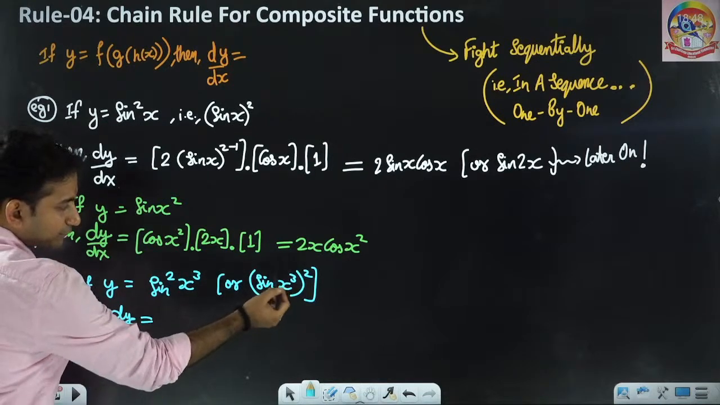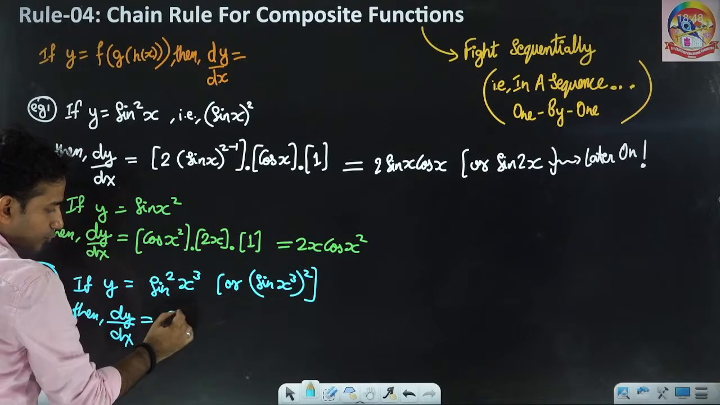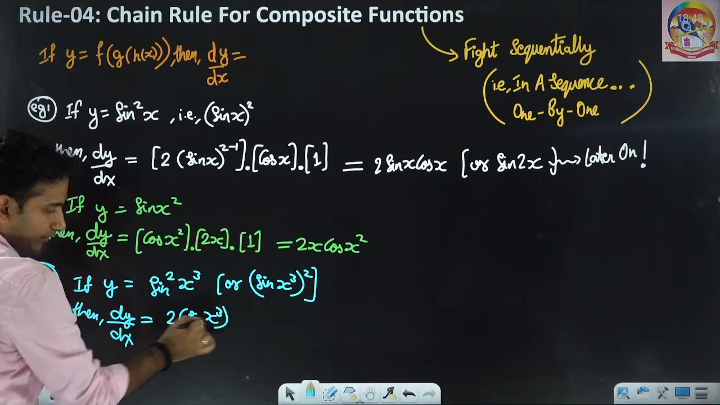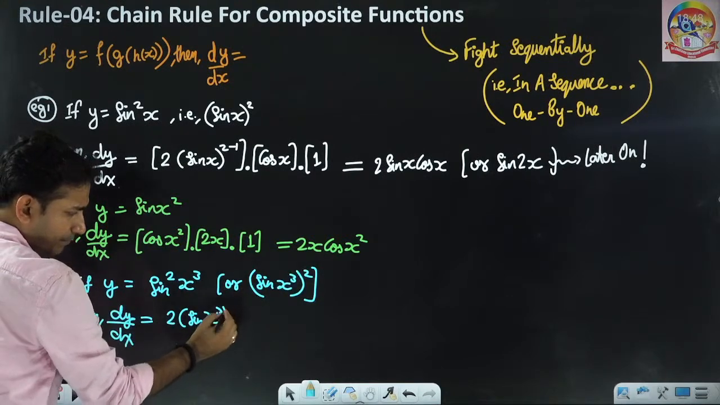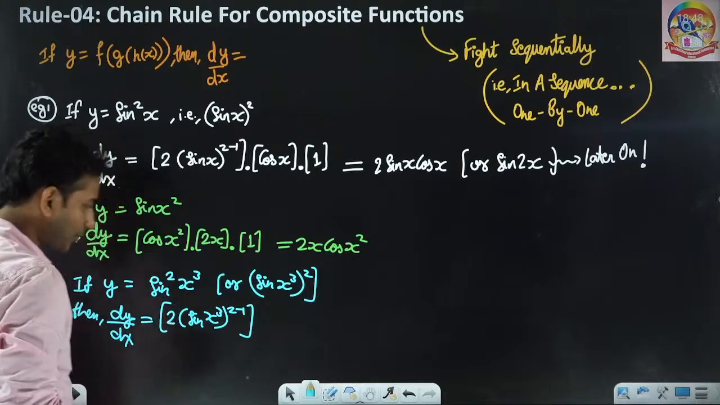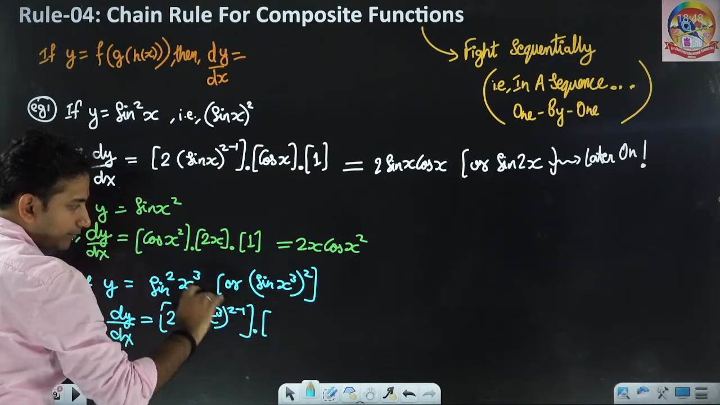You will say the outermost function is not the sine function, the outermost function is the power function. So the power function's differentiation is: power will be multiplied. Don't touch the inner one, it will be as it is. Power will be multiplied and the actual power will be reduced by 1. Okay, this is the outermost function's differentiation. It will be multiplied by the inner function.